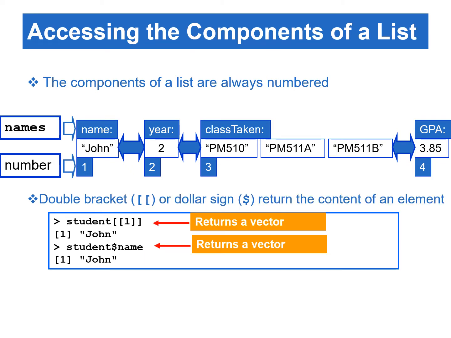We can also use double brackets, or the $ sign operator, to extract a component from a list. Using double brackets or a $ sign returns the internal content. For example, since the first element of the list is a vector, using double brackets or a $ sign would return a vector. If the first element is a matrix, it will return a matrix. To use the $ sign to access a list component, this component needs to have a name.